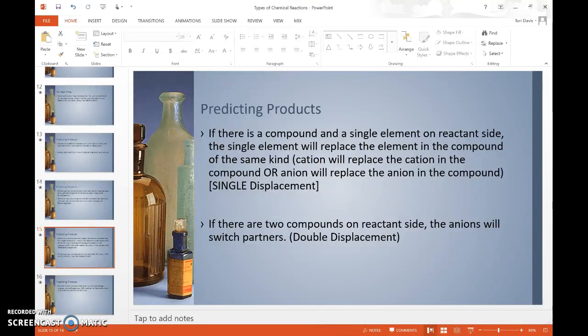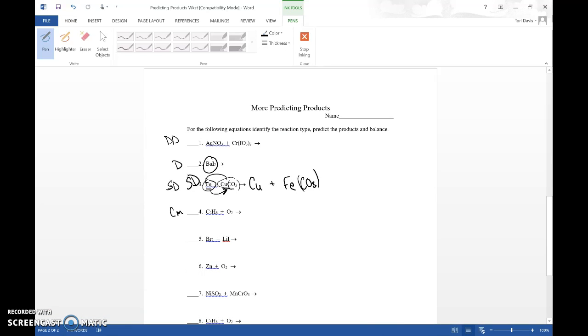Now, double displacement: if you have two compounds on the reactant side, then just go ahead and assume that the anions are going to switch partners. You don't really have to worry about the cations. So anions are going to switch partners. Here's a double displacement example, because we've got two compounds. We've got silver nitrate plus chromium iodate.